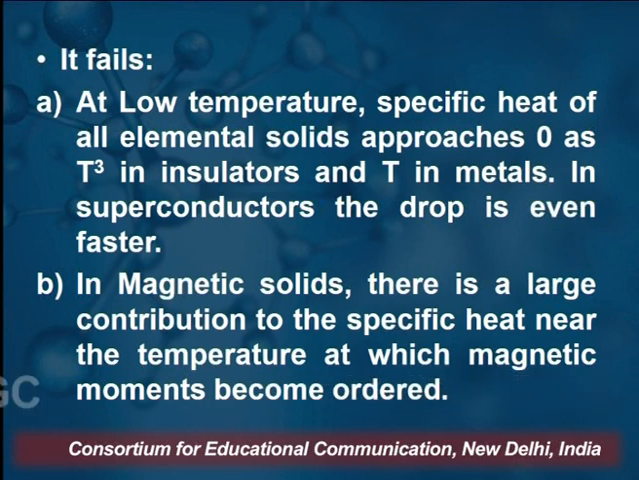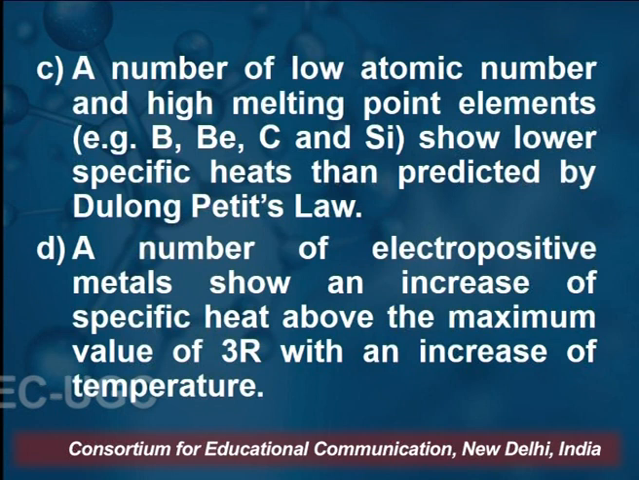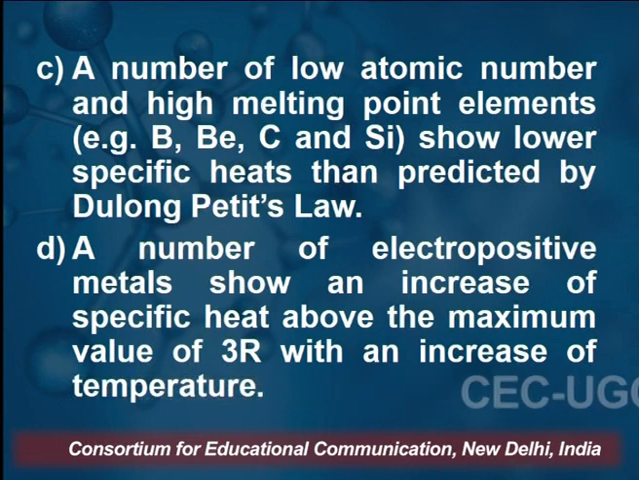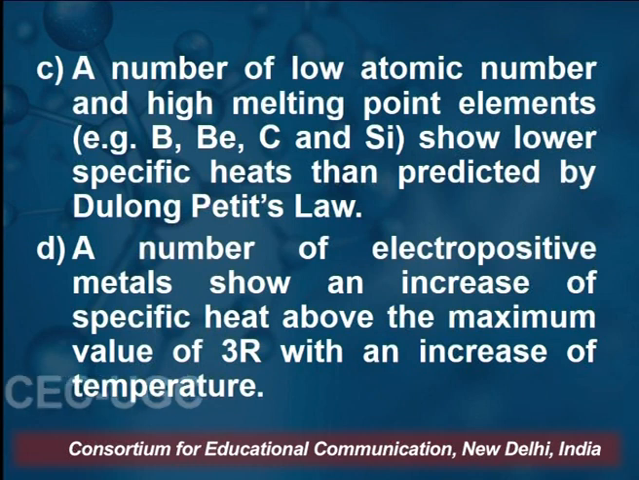Second failure is in the case of magnetic solids, where there is a large contribution to the specific heat near the temperature at which the magnetic moments become ordered. Low atomic number and high melting point elements show a lower specific heat than that predicted by Dulong-Petit's law. Then again, in the case of electropositive metals also, specific heat increases much above the 3R value.